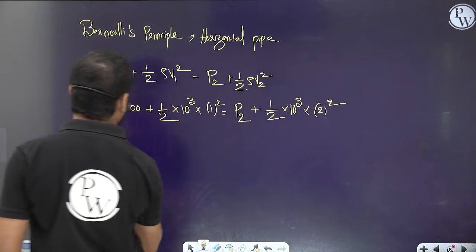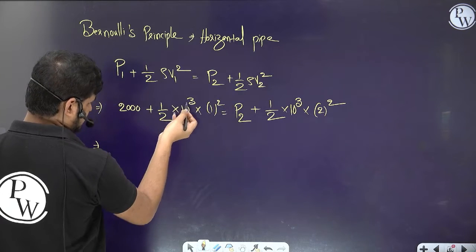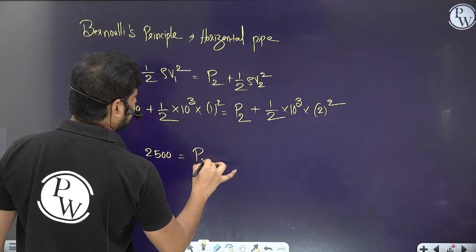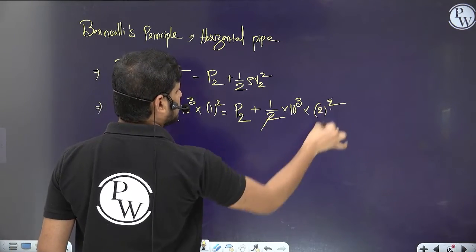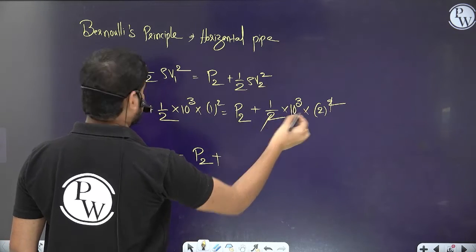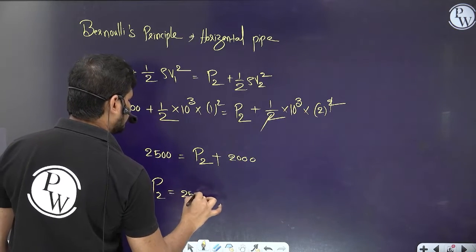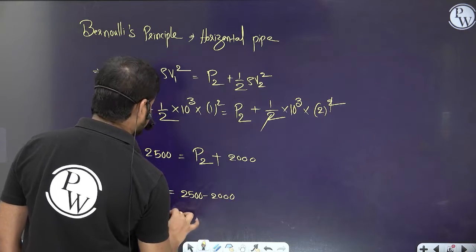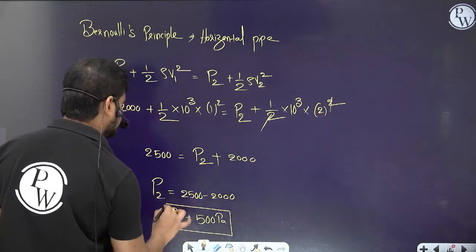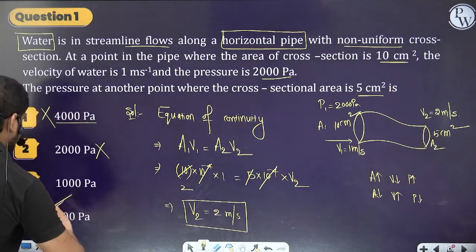So I have got 2000 plus 1000 by 2, 500, so 2000 plus 500, this is 2500 equals P2 plus, here 1 2 gets cancelled, 1000 into 2, so 2000. So P2 equals 2500 minus 2000, so P2 equals 500 pascals. Yes or no? So P2 equals 500 pascals. Of options 3 and 4, I have got 4.